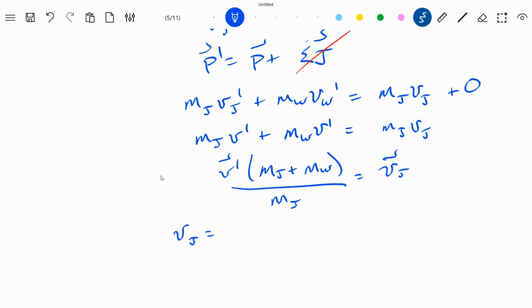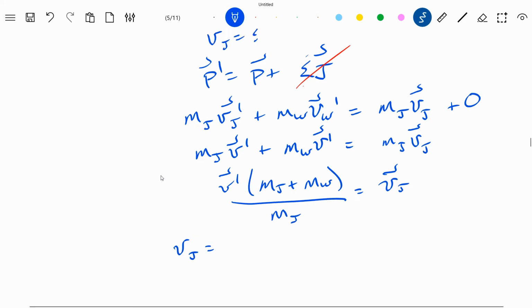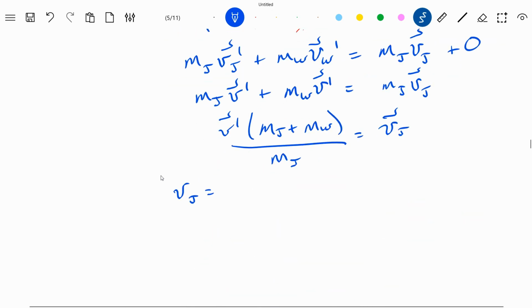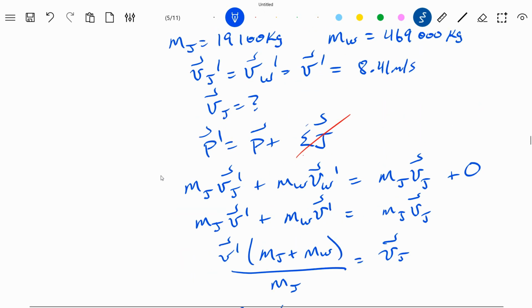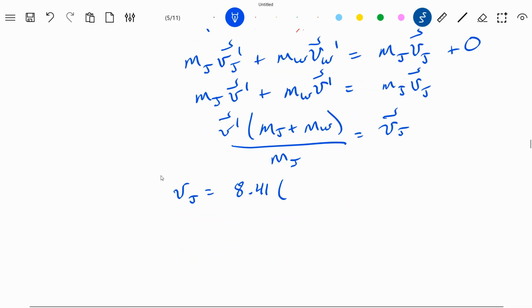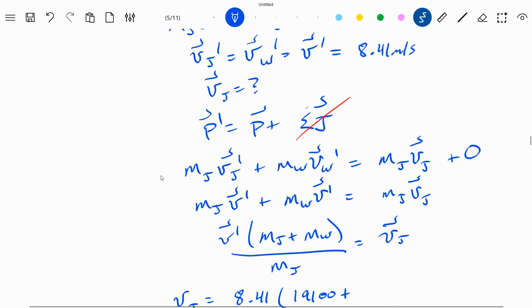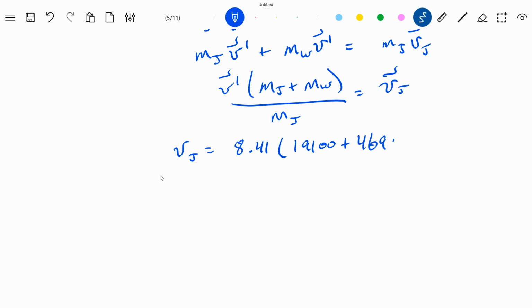Oh, we have vectors for everybody. Yeah, truth be told, I often don't bother, but like I said, I'll try to be good with vector notation on this one because it's super duper important. Okay, so velocity of jet is equal to, what I need is the v prime of 8.41, the combined mass, so the jet plus the wall, so 19,100 plus the wall was 469,000, 488,100, all of which is over the mass of the jet only, which is 19,100.